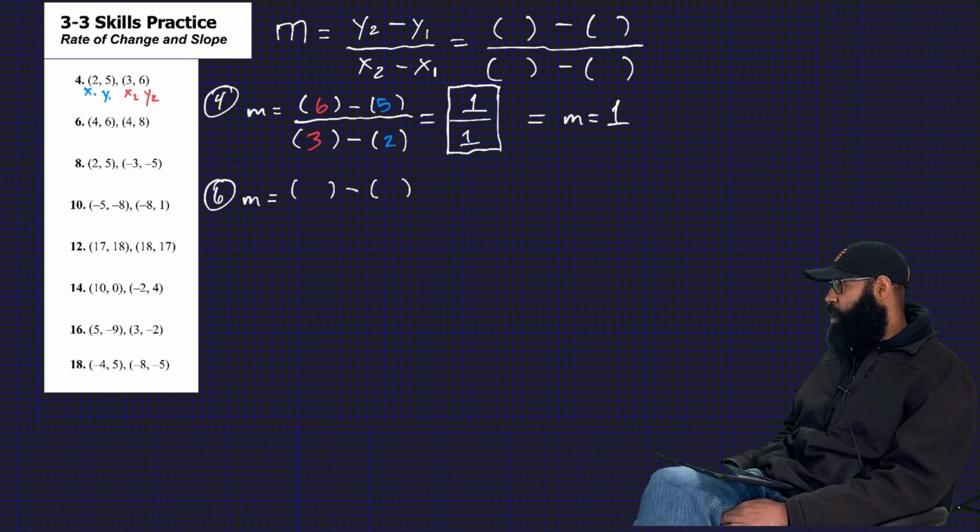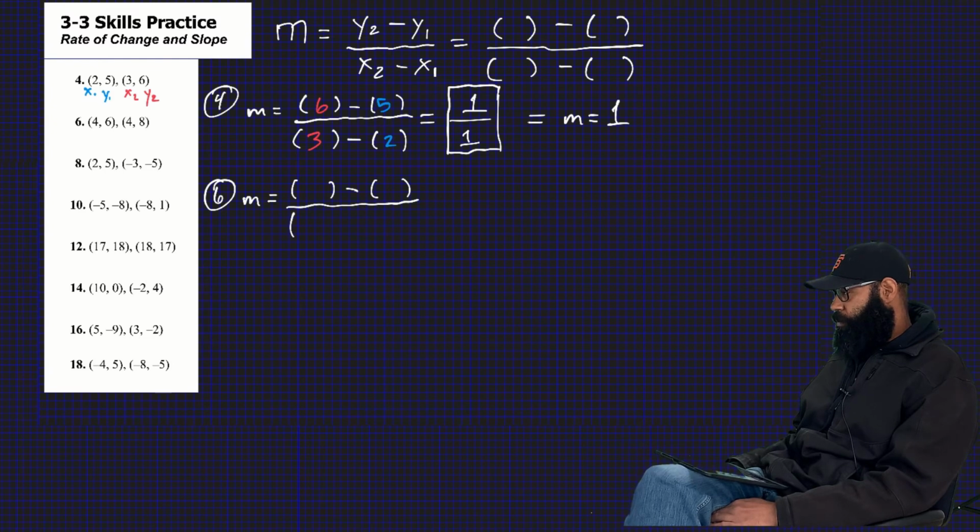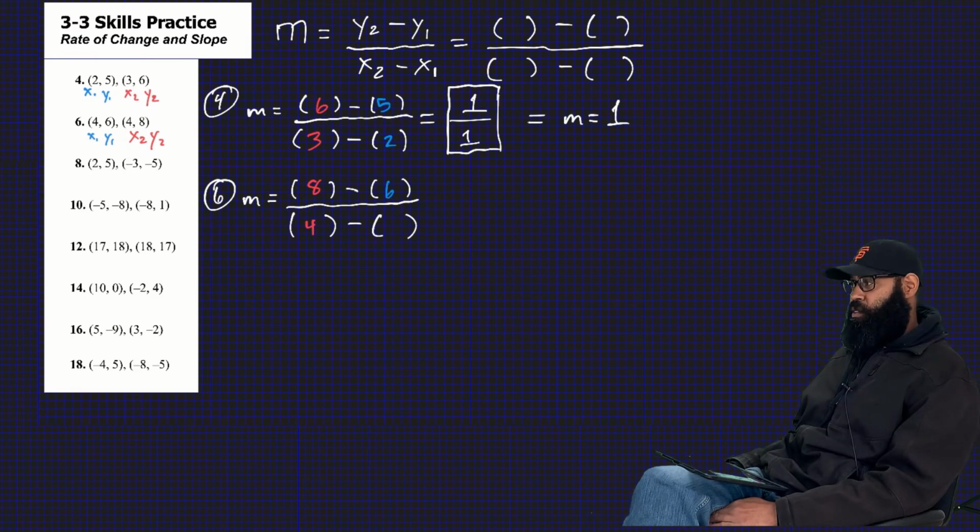Again, I'm doing the same process. So parentheses minus parentheses, all divided by a set of parentheses minus a set of parentheses. Every single time I do this until I have mastered it, I want to label x1, y1, x2, y2. And again, now plug on in. I recognize my y2 is 8. I also recognize that my x2 is 4. So 8 and 4. Now, what about your first coordinate? 6 and 4. All right. Plugging in, keeping it simple.